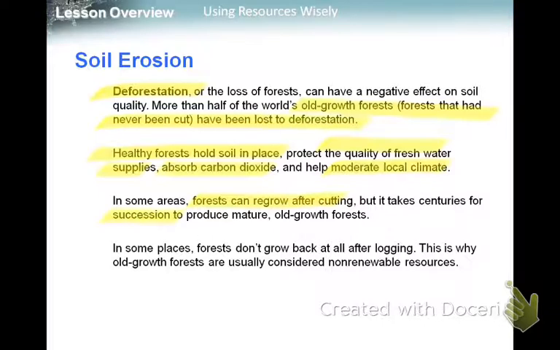We talked about succession last couple chapters. It takes centuries, as you've seen, for succession to get it back to the way it was. In some places, for whatever reason, forests don't grow back at all after logging. That's why old growth forests are usually considered non-renewable resources. Even though I said that trees are considered renewable, those old growth forests are considered non-renewable.